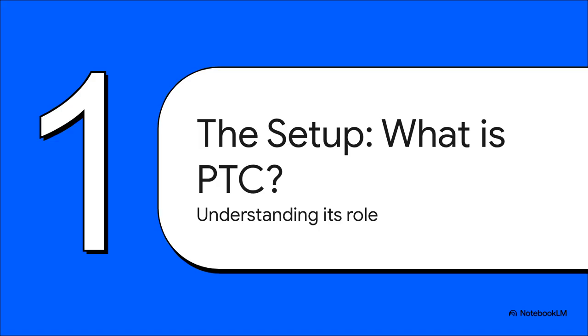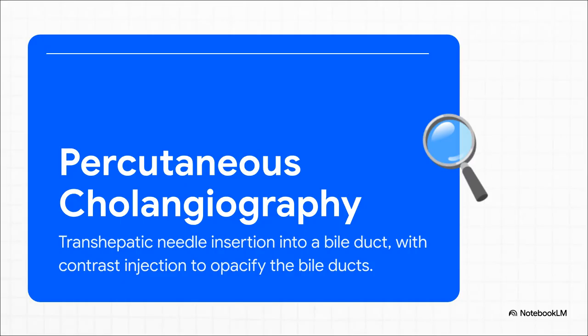What exactly is PTC? And where does it fit in the grand scheme of things when you're managing a biliary obstruction? At its heart, PTC is really all about creating a roadmap of the biliary tree. Think about it. Percutaneous means we go through the skin, and transhepatic means we go through the liver. So we're using a needle to go straight through the liver and into a bile duct. Once we're in, we inject contrast, and boom, the whole system just lights up, showing us exactly where the problem is so we can fix it.